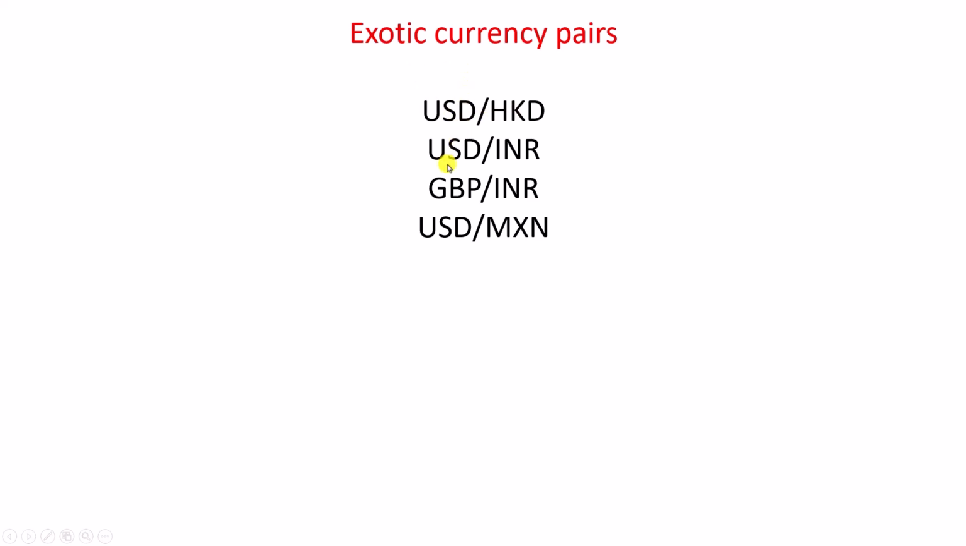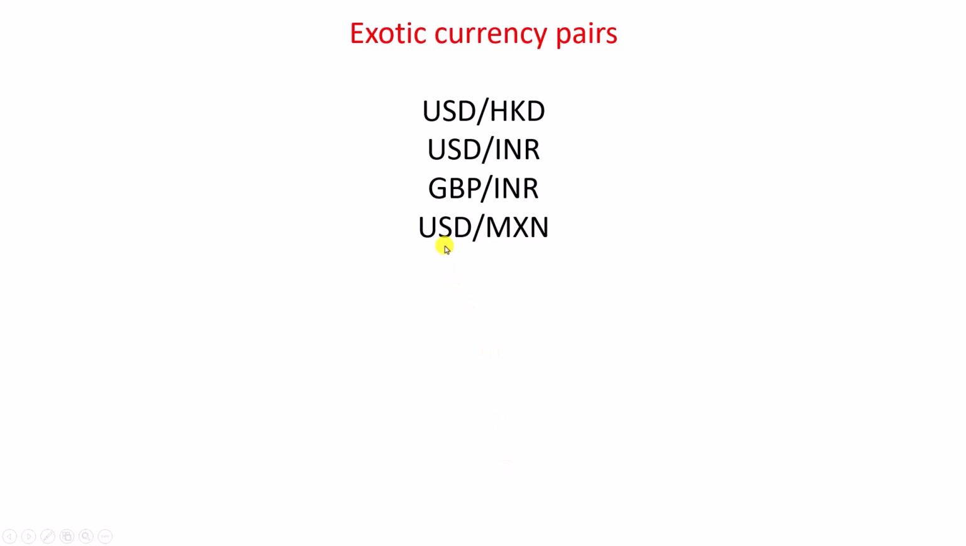USD, the American dollar, is a major currency, along with INR, the Indian rupee. India is considered a developing country. So the currency of this country along with a major currency is called an exotic currency pair. GBP along with INR, USD along with the Mexican peso, MXN. Mexico is considered a developing country, so this is an exotic currency pair. There are many others too.